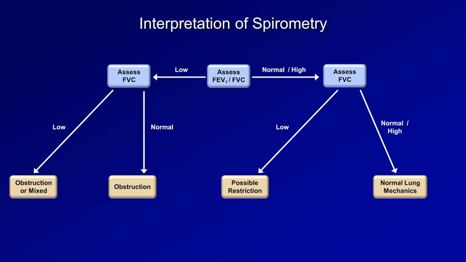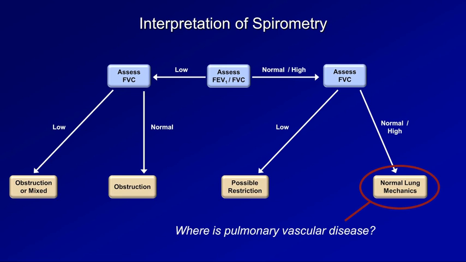At this point, I'll address a question that some viewers may already have. Where is pulmonary vascular disease in this algorithm? In the last video, I mentioned that it was one of the 3 major categories of lung disease, at least lung disease from the perspective of PFTs, but I haven't mentioned it at all here in this video. That's because pure pulmonary vascular disease is actually characterized by normal lung mechanics. It cannot be distinguished from completely normal lungs using spirometry alone.